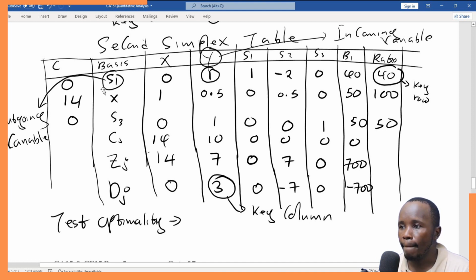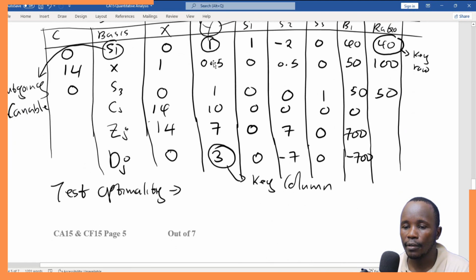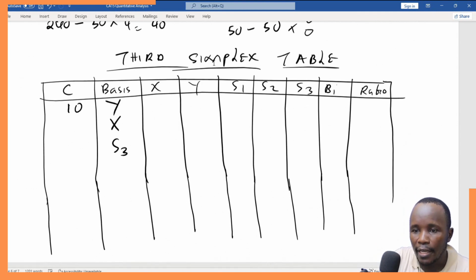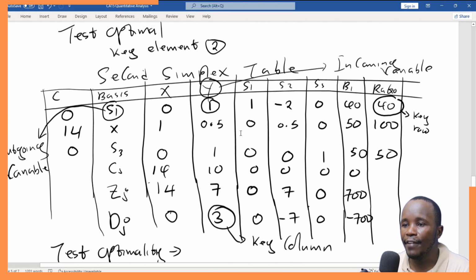Good. Up to this point, I hope you are all together. So we look at the coefficients of x and y from our objective function. Y is 10, x is 14. Come here and write y is 10, x is 14, and s3 is 0. Good. We have identified the key element. Correct. The key element is the point where the key row and the key column intersect.